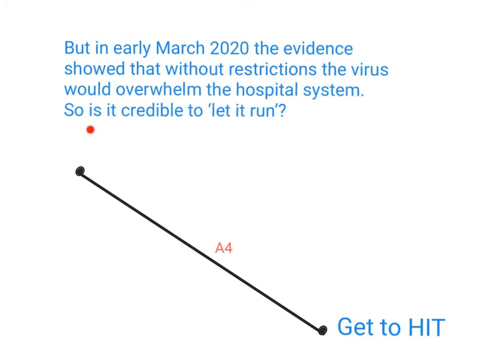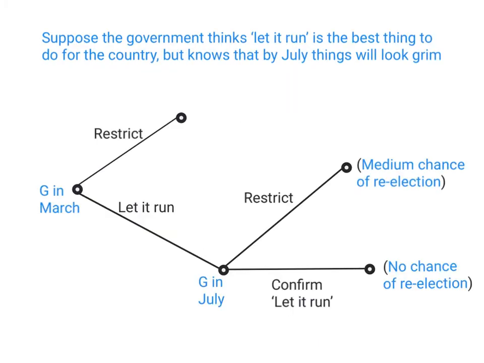People will literally not be able to get the health care that they would expect in a developed country. In that situation, is it actually credible for the government to say, let it run? The game we're going to have here is going to be simple. The government is going to ask itself, well, once we get to that crisis when the hospital system is being overwhelmed, will we, the government, still let the virus run? So here's the game tree that the government has to consider.